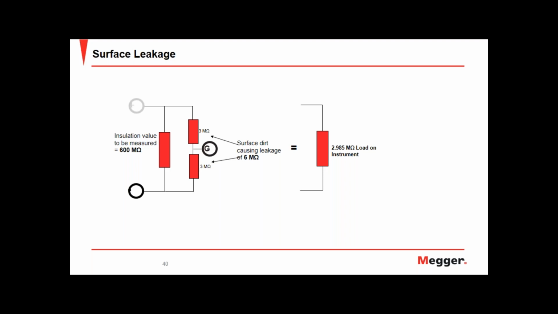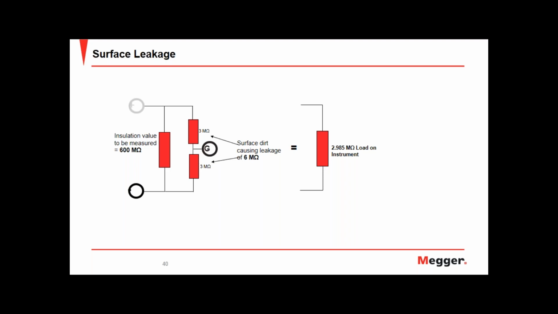So with a contaminated asset, the IR value that will be measured as a result will always be lower than we expect. So here we can see in the diagram, the contamination manifests itself and lowers the IR value that is measured. So using a resistor to represent a typical expected IR value of 600 megohms, with the contamination being represented by two 3 megohm resistors in parallel with the 600 megohm resistor.